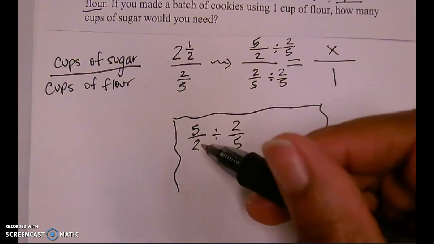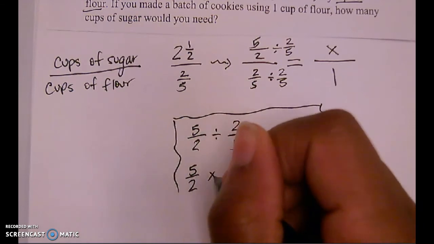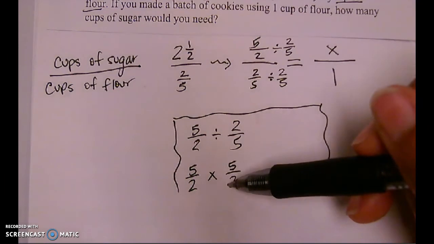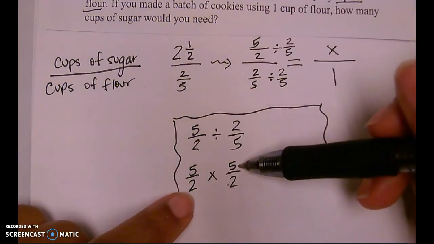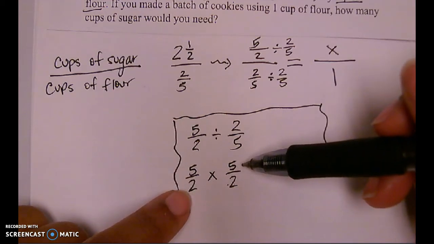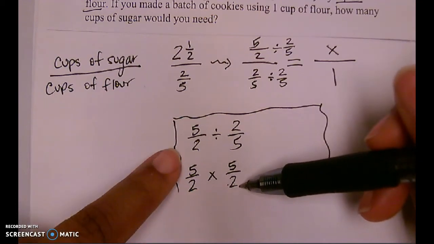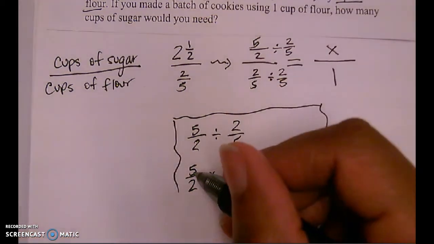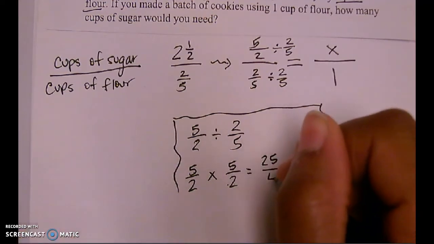Knowing that because it's a dividing fractions problem, I need to keep the first fraction, change the sign, flip the second fraction. Now multiply. I'm going to look crisscross to see if there's anything that I can divide both of these by and get a whole number, but there's not. 2 and 5 do not have anything in common that they both can be divided by. So I'm going to go ahead and multiply straight across. 5 times 5 is 25, and 2 times 2 is 4.